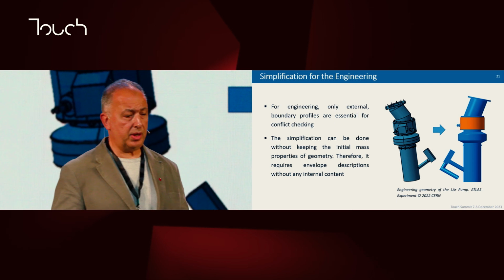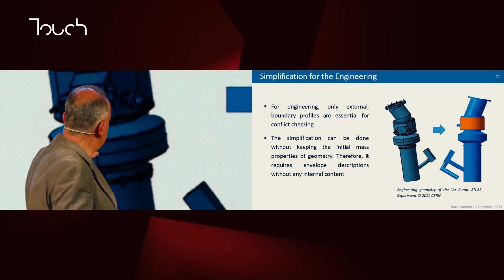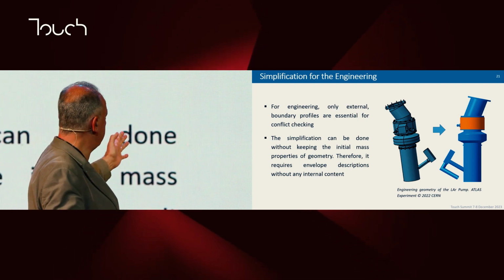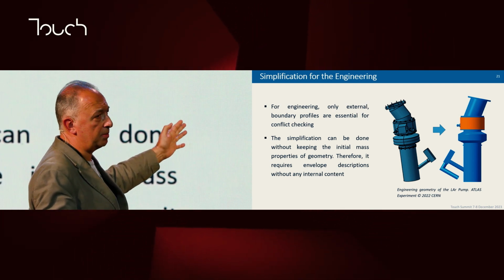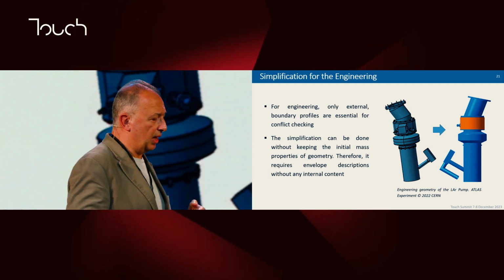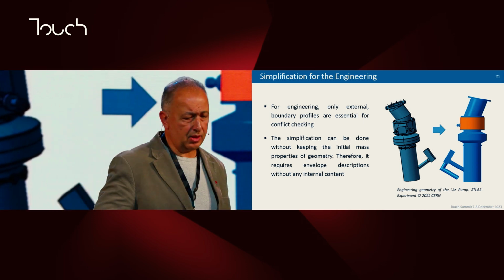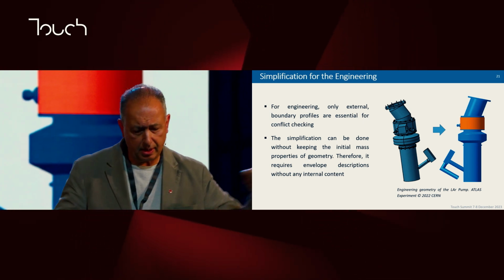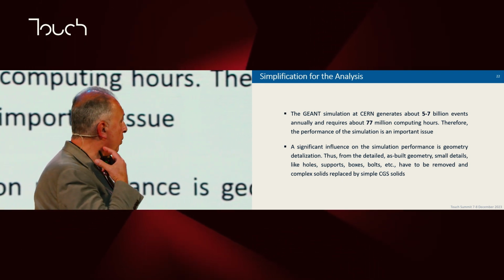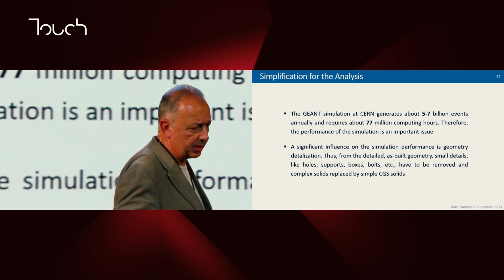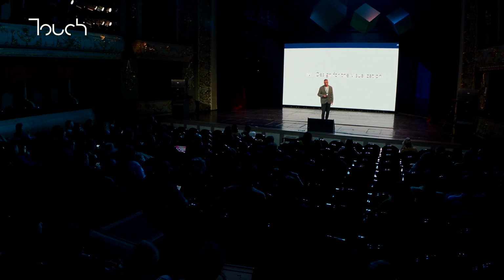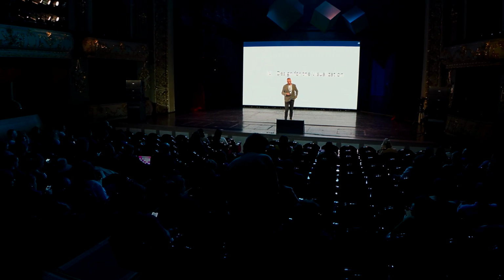For example, for the engineering simplification, here I have this nice guy. You see, this is the liquid argon pump inside of the Atlas detector, and on the right side you see the simplified one, which is used for the integration conflict checking, because internally it's removed, there is nothing, and externally it's looking quite well. And another thing is the simplification for the simulation. Okay, let me skip it. Okay, let me also skip it and go back to the visualization.